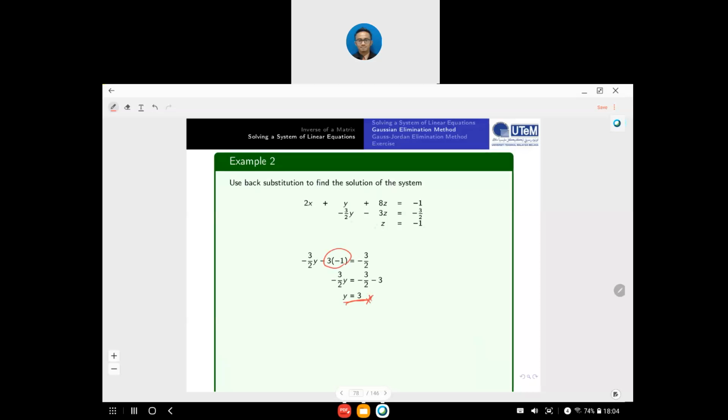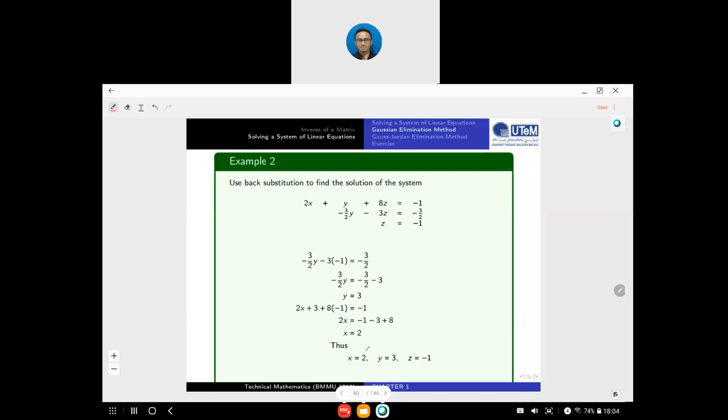Since you get z equal to negative 1 and y equal to 3, then you can find the value of x. By substituting on the first one, the value of x equals 2. Thus, x equal to 2, y equal to 3, and z equal to negative 1. So, this is the final answer for example 2.